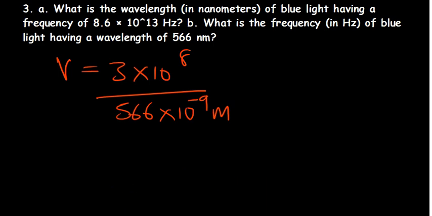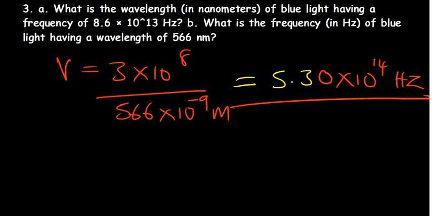So 3 times 10 to the power 8 divided by 566 multiplied by 10 to the power negative 9. The answer I'm getting for frequency is 5.3 times 10 to the power... this one is actually to 3 significant figures, so we can have 5.30 times 10 to the power 14. So frequency, that's in Hz. So this is how you handle this question. Simple and straightforward.